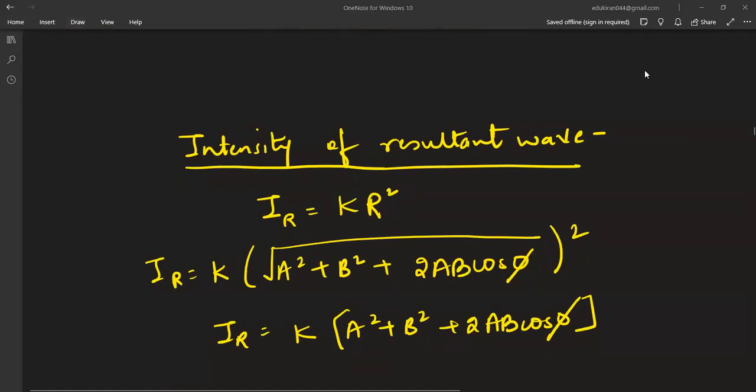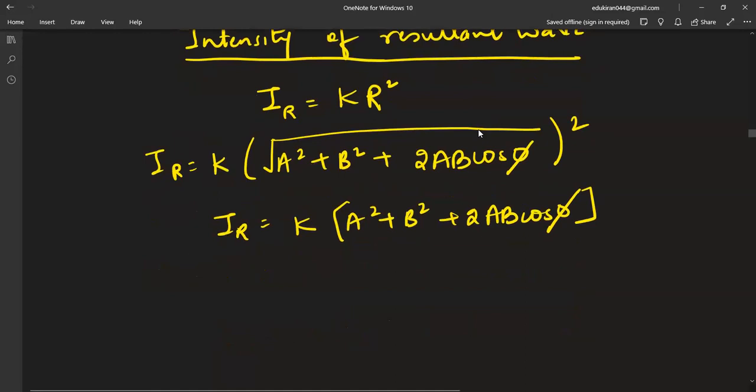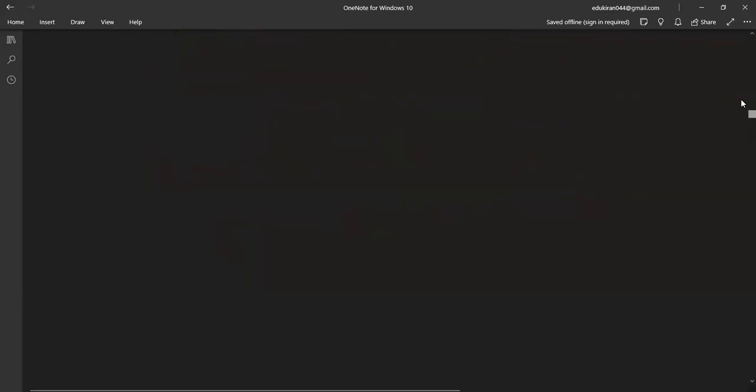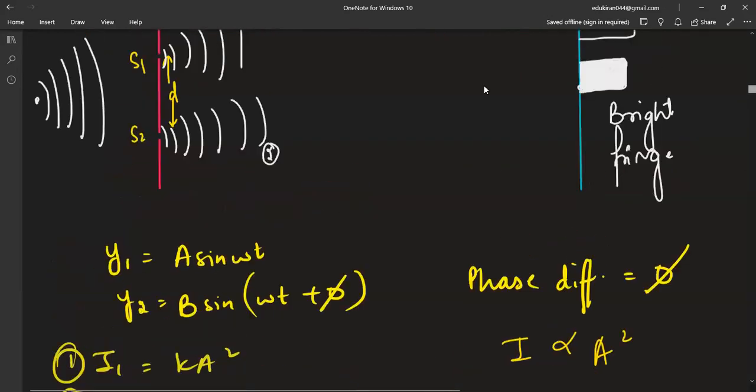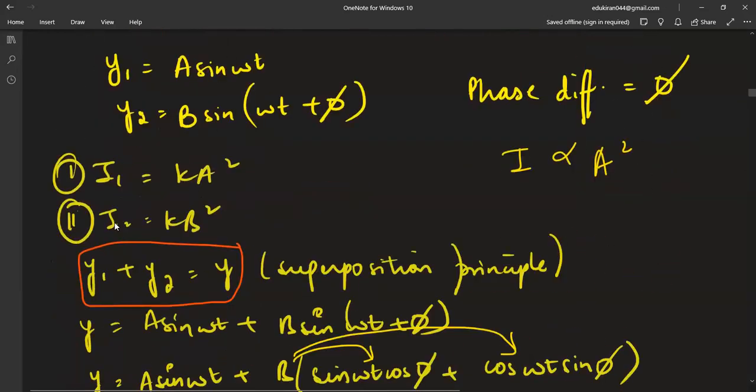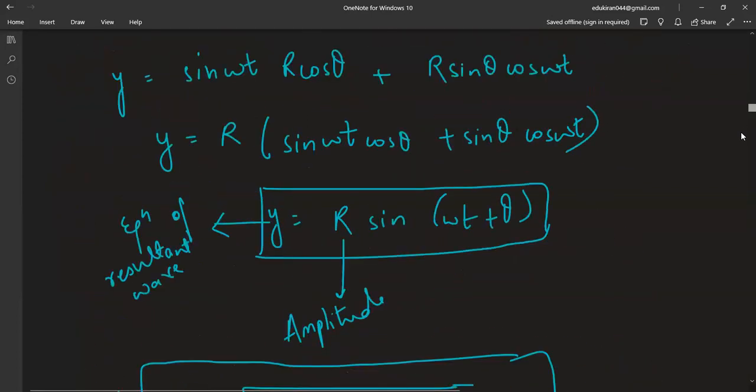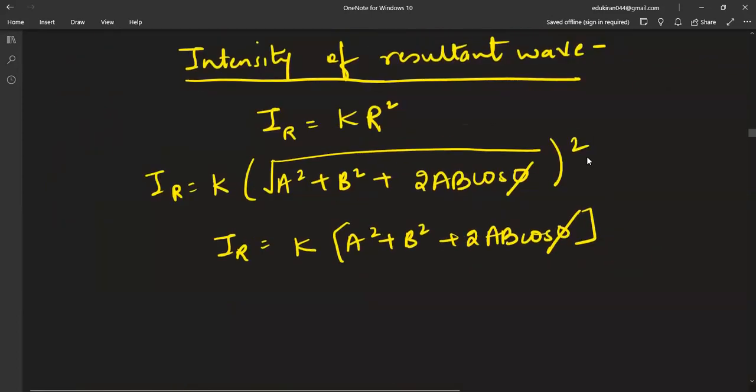See, intensity of the resultant wave. So I told you, 2 points. That intensity is directly proportional to the square of the amplitude. So for the resultant wave, individual waves we have seen: I1 is equal to Ka square, I2 is equal to Kb square. But these are the individual ones. Now we are talking about the resultant wave, after the superimposition of the two waves that have been produced.